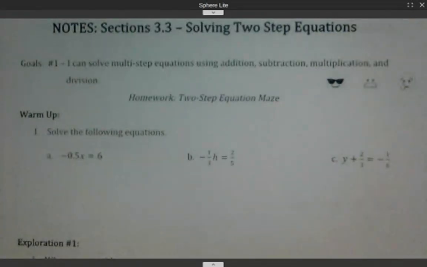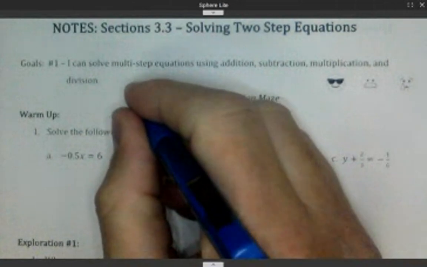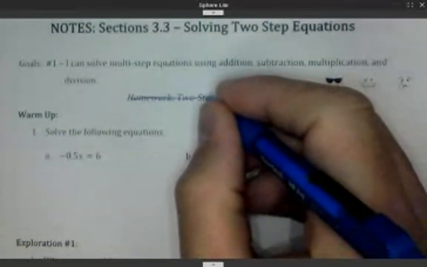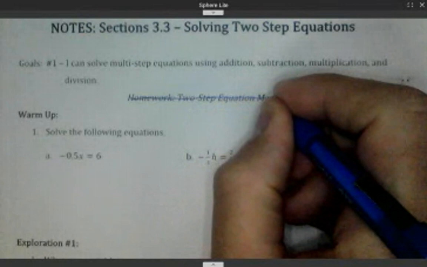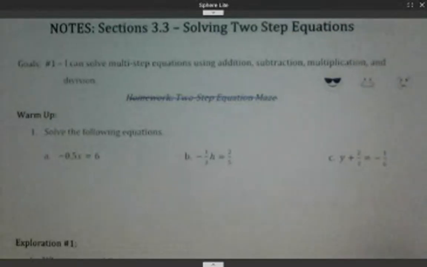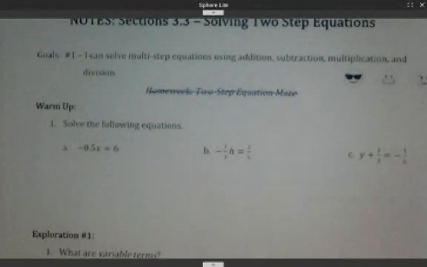The homework is actually not this. We know our homework is to try these problems on School of G. So first thing we want to do is try these warm-up problems.